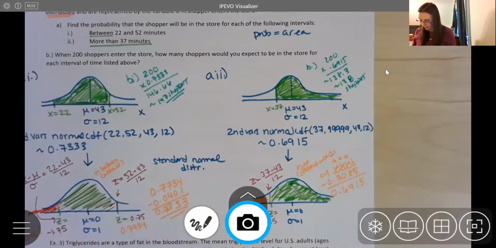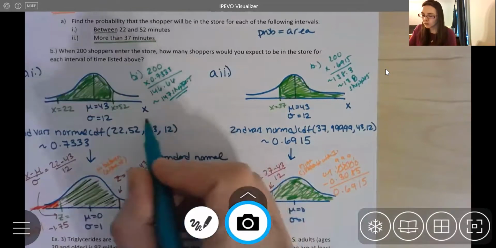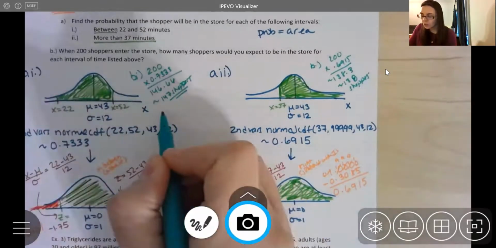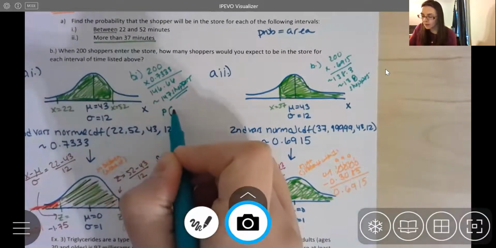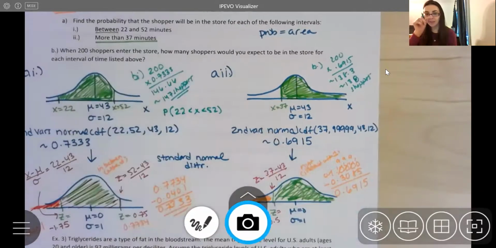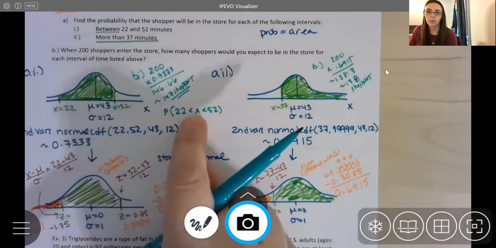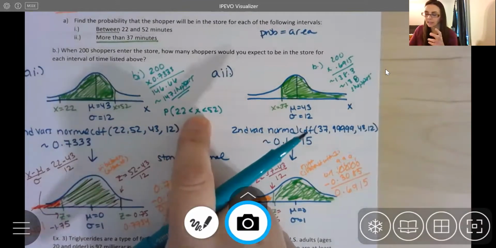All right. Now, one last thing before I move on. So I have been doing a ton with notation here, but if you see some notation, I just want you to be aware of it. So for instance, on this first one, because we were going in between, you could write this as the probability that X is between 22 and 52. So you may see some notation like that. You can either write less than or equal to. It's actually not going to make a difference in the answer.